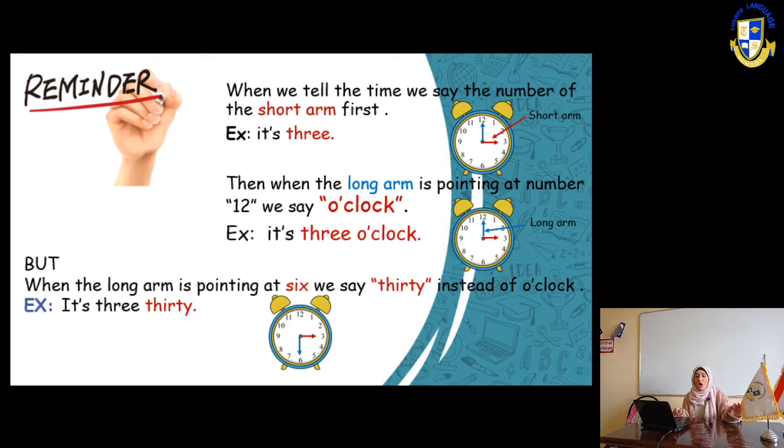But when the long arm is pointing at 6, not 12, down, not up, we say 30, or sometimes half past, okay? And instead of o'clock, example here we have it's 3:30. We say 3 of the short arm first, and then 30 of the long arm, which points to number 6.